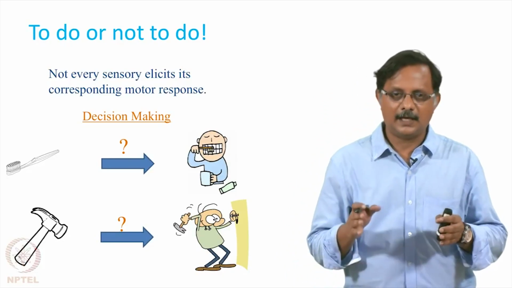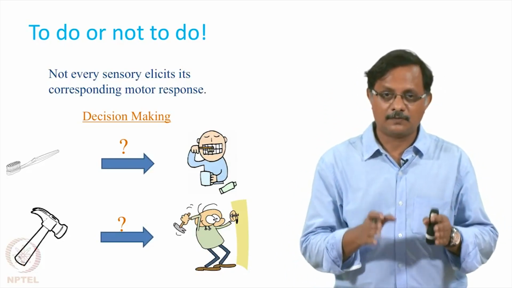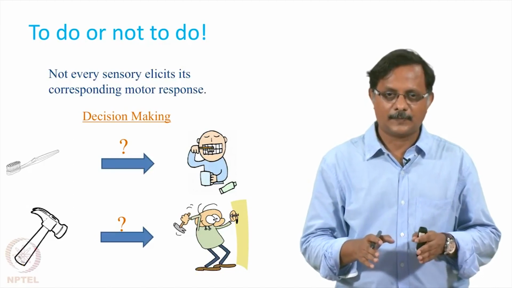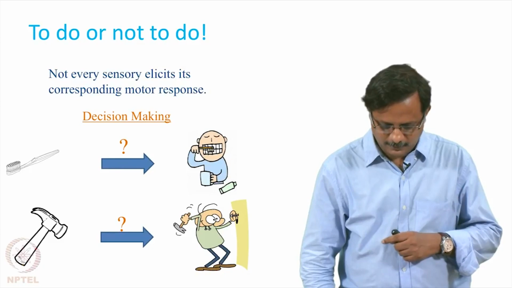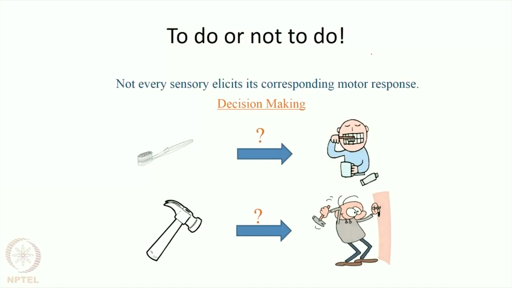That is provided by a part of the frontal lobe which is called the prefrontal cortex. This is what comes in between your input and output. In fact, we can just make a simple cartoon picture here. This is your sensory input and this is your motor output, and between these two you want to have a gate which decides whether or not to go with this action. That gate is located somewhere in the prefrontal cortex.